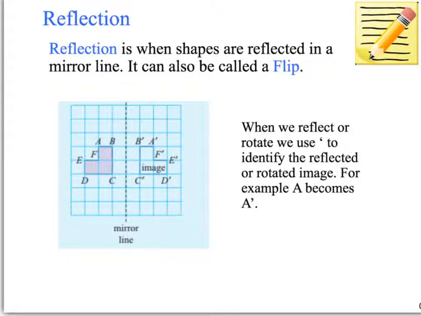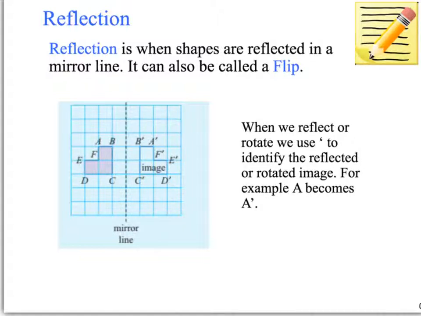Right, the first one we're going to look at is reflection. So reflection is when the shapes are reflected in a mirror line. Now you've probably had experience with this before in other years. So it can also be called a flip. So you flip the image. It's like being reflected in a mirror.